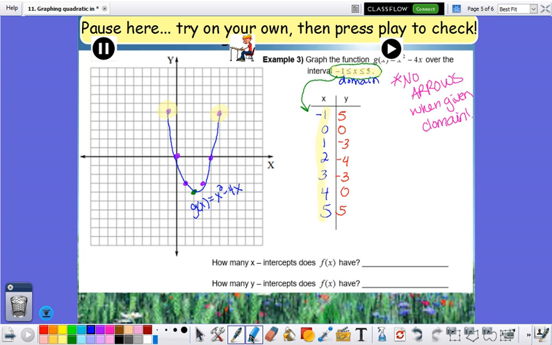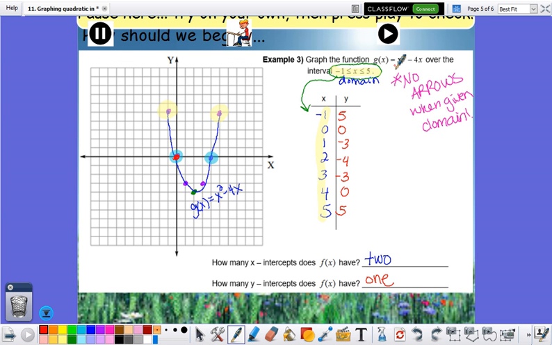All right, so now let's answer the questions below. How many x-intercepts does this one have? Well, it crosses the x-axis twice. We can actually list them both, but there are two. And then how many y-intercepts? How many times does it cross the y-axis? Just once. So there's one y-intercept. Again, if I look at the beginning function here, my a value, a equals 1, was positive, meaning it's going to be a smile, and therefore this time my vertex is a minimum value.